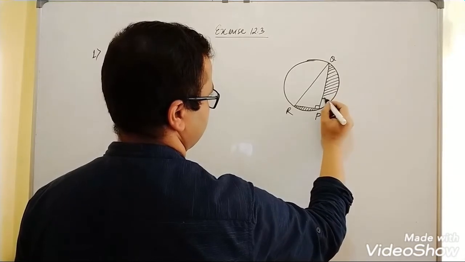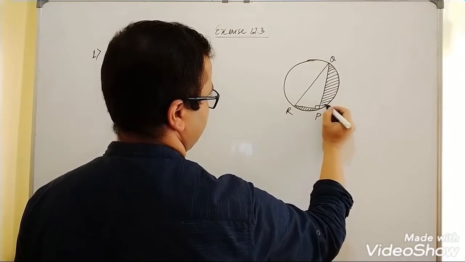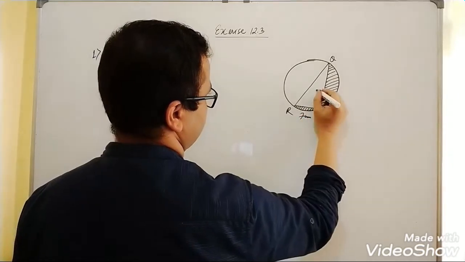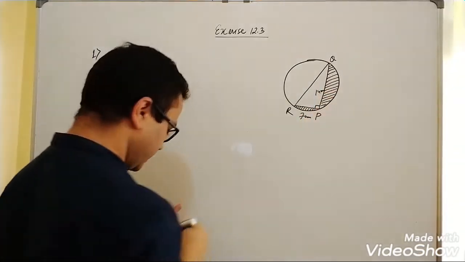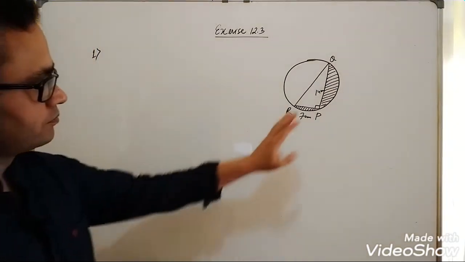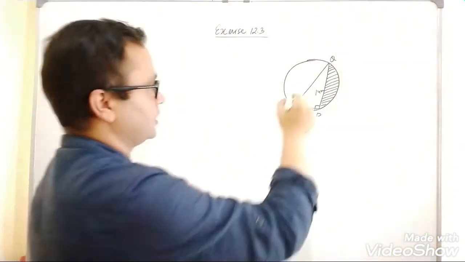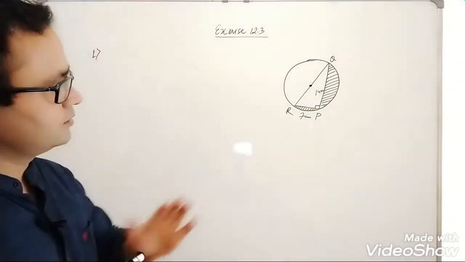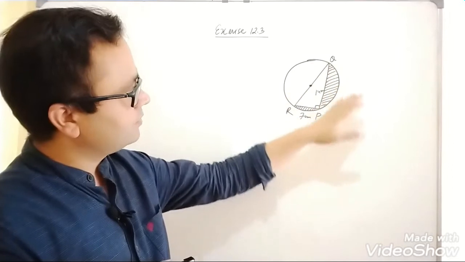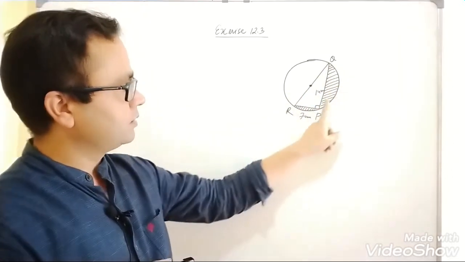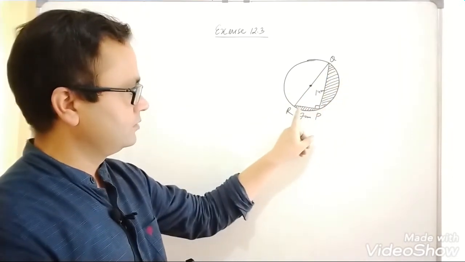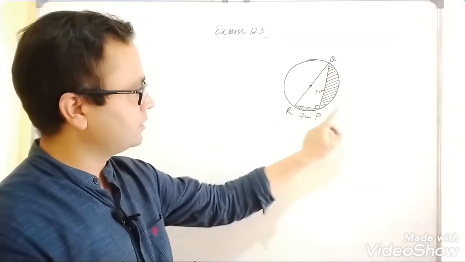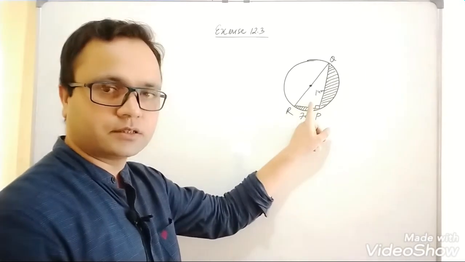It is given that PR is 7 centimeter and this is 24 centimeter. Now we can see that O is the center of the circle. We can see that below the diameter there is a semicircle. Inside the semicircle there is a triangle.